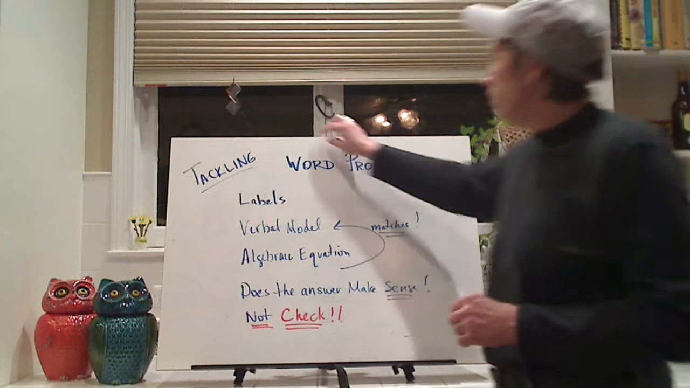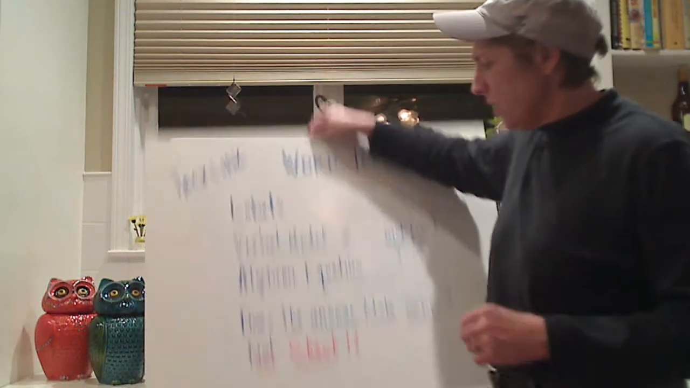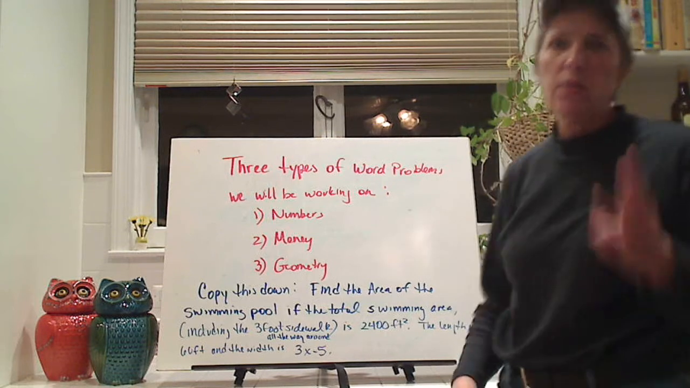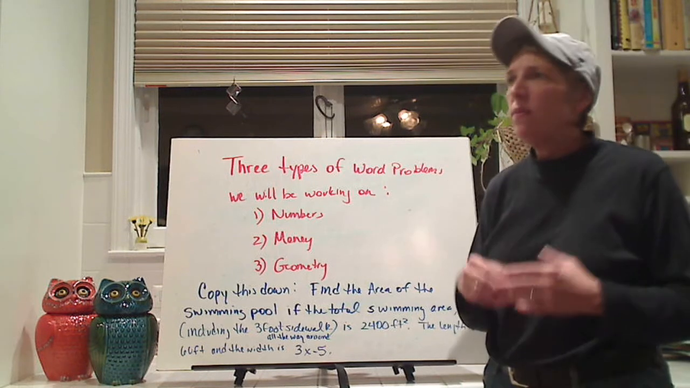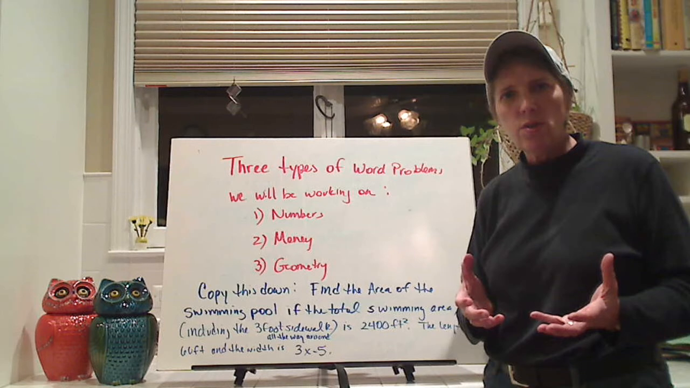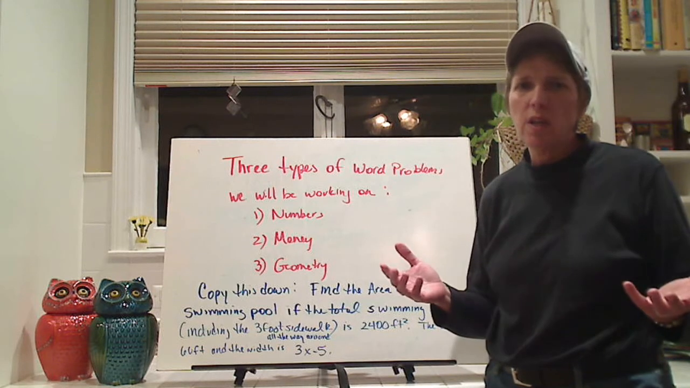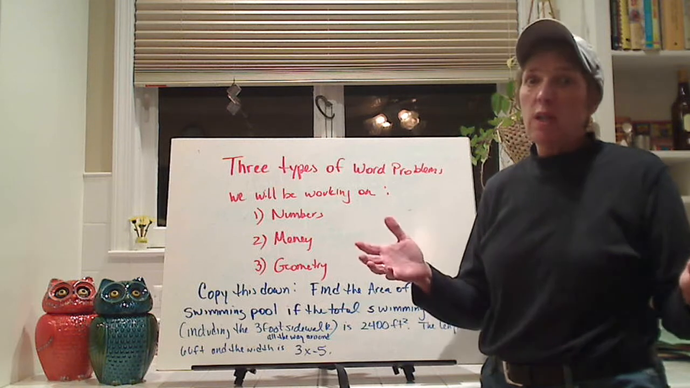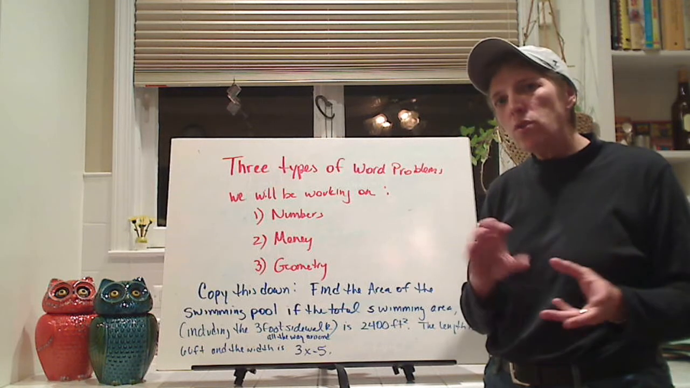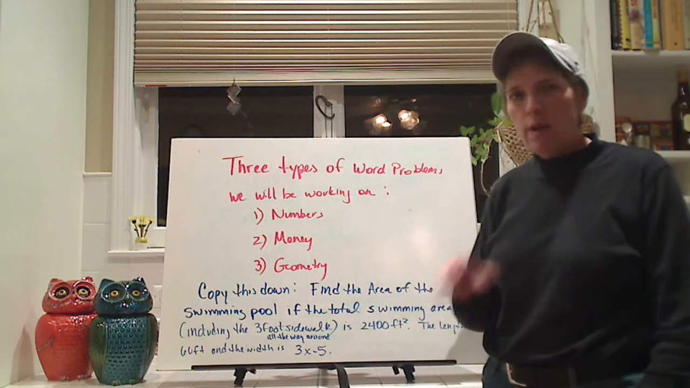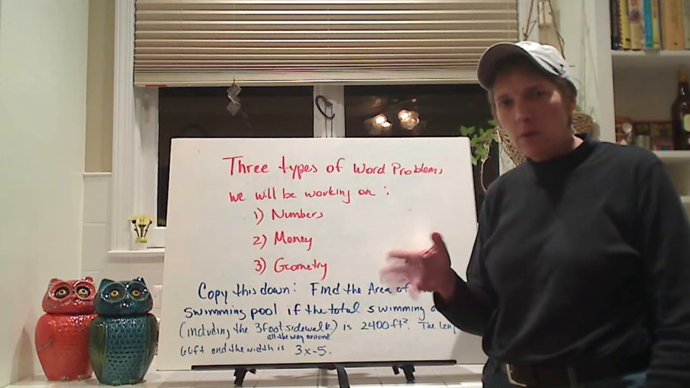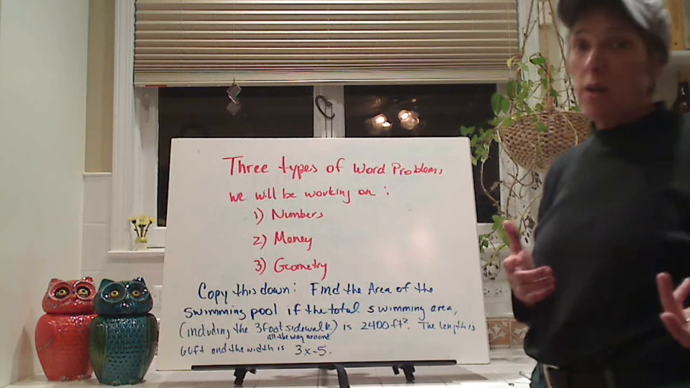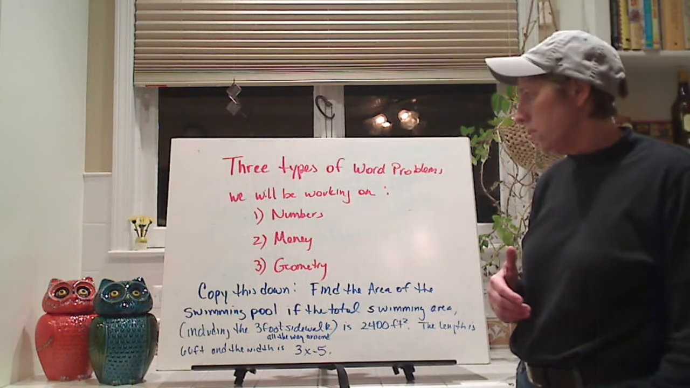Okay, during this time period before Thanksgiving, we're going to be focusing on three types of word problems. We're going to be focusing on numbers, which we've already been introduced to, where you say, okay, find 3 consecutive even integers, or 3 consecutive odd integers, or 3 consecutive integers. You know that, and you should remember about labels and algebraic equations and verbal models. And if you don't, we're going to go over those. We're going to be working on them a great deal this next week or two.